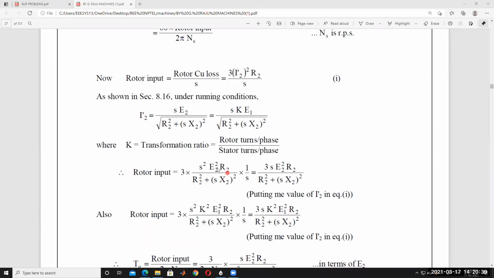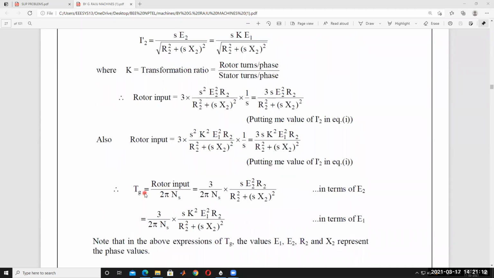You will get this type of relation. Rotor input is equal to 3 into S square E2 square R2 divided by R2 square plus (S X2) square, times 1 by S. Substitute this I2 dash in this equation, and we'll get 3 into S into E2 square into R2 by R2 square plus (S X2) square. Putting the value of I2 dash in equation 1, we get this. This is called the rotor input equation.